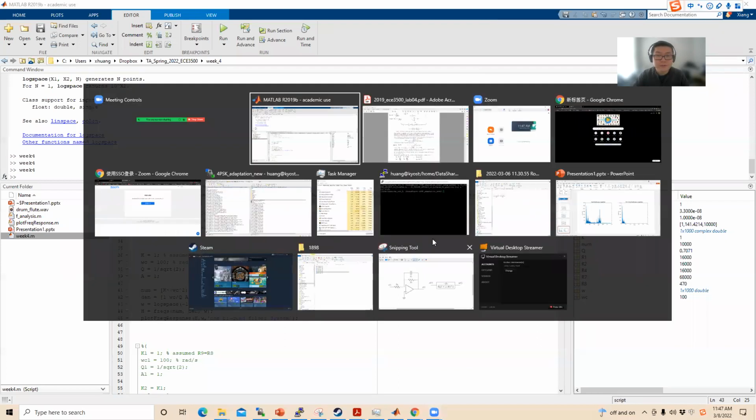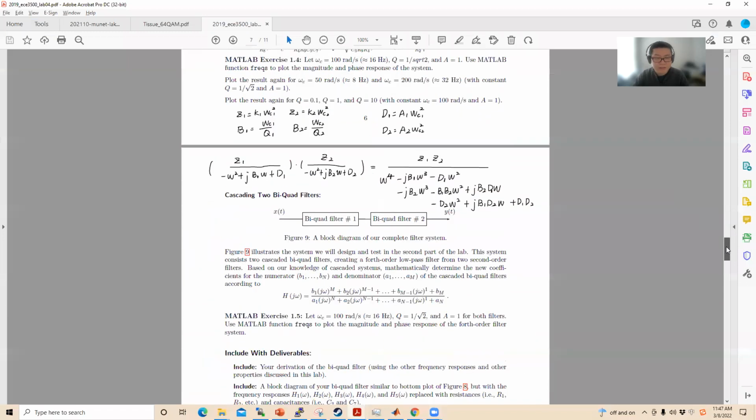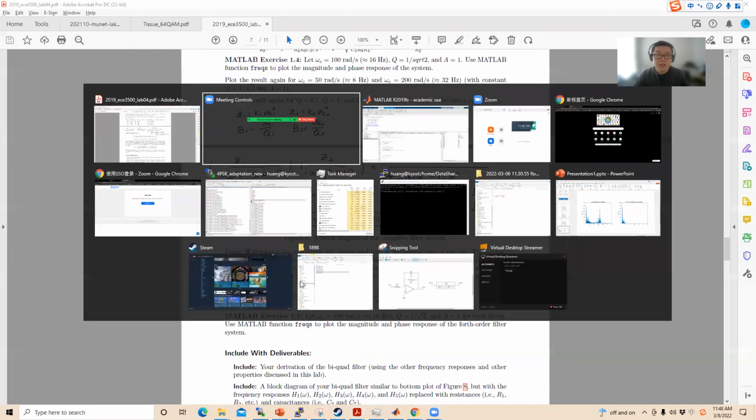Okay. Now, the final part of part 1 is the cascading two biquad filter. Since we already know that if we cascade two filters, the final system response should be the multiplication of these two individual systems.